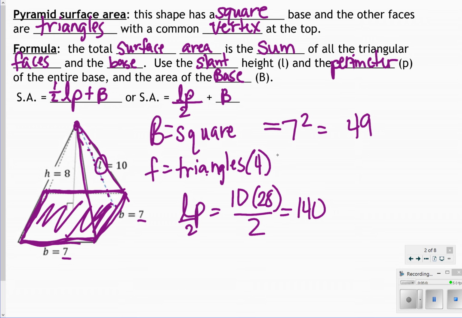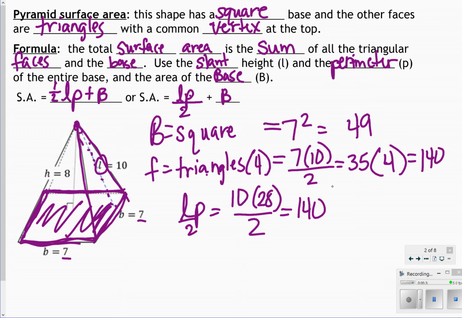Well, that's base times height divided by 2. And the base is 7. The height is 10. And then divide it by 2. And that would equal 35. But we have 4 of those triangles that go around. So those 4 triangles is what the total side surface area would be. So 35 times 4, and that gives us 140.